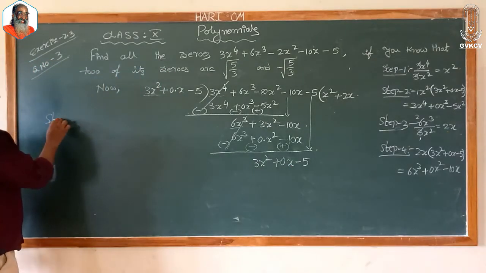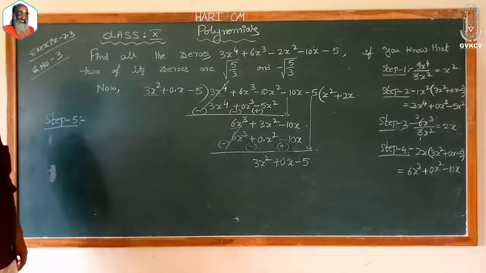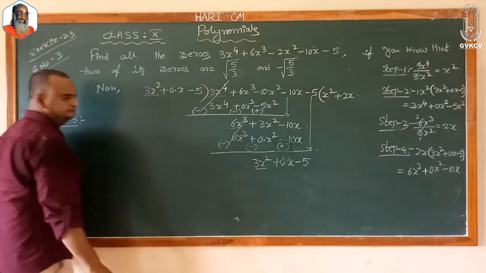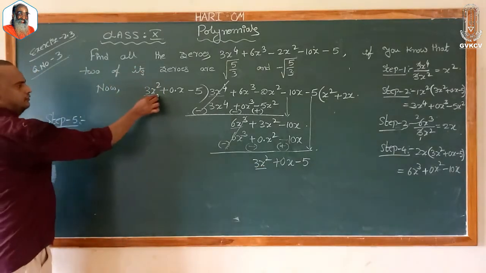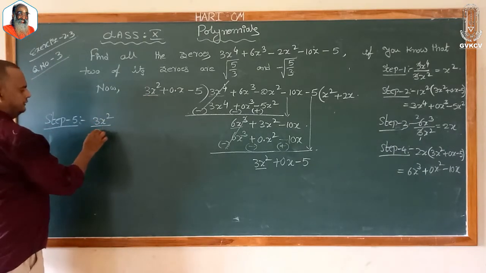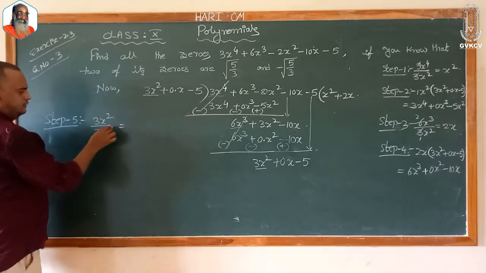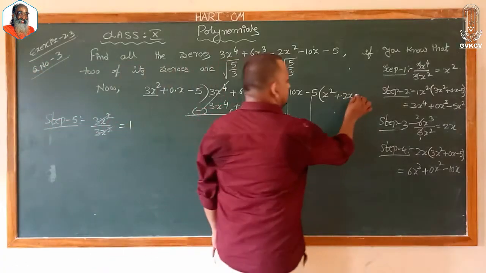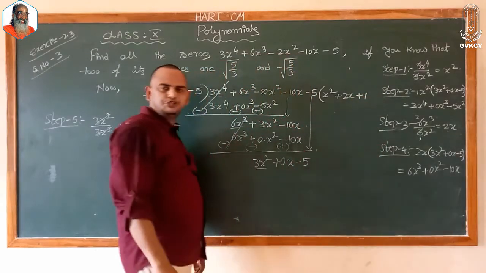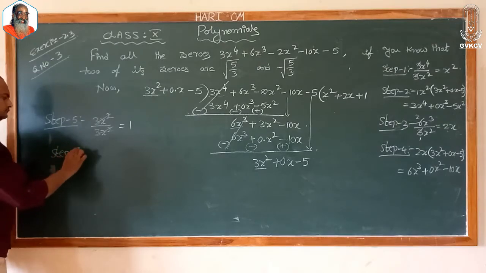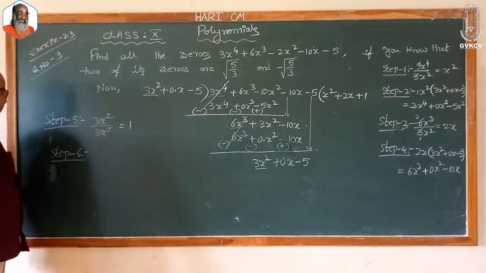Next again, step 5. What is step 5? With this first term by the first term of the divisor. So 3x square by 3x square. Both get cancelled. What is our answer? Plus 1. So write this plus 1 in the quotient place. Next, step 6. What is step 6?